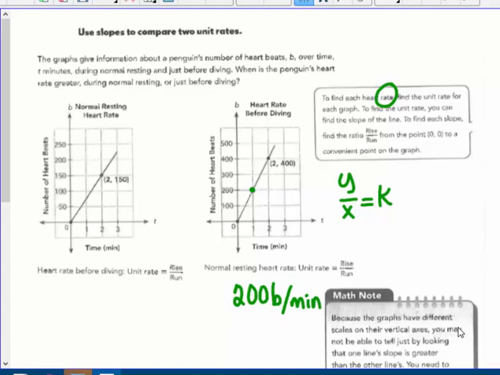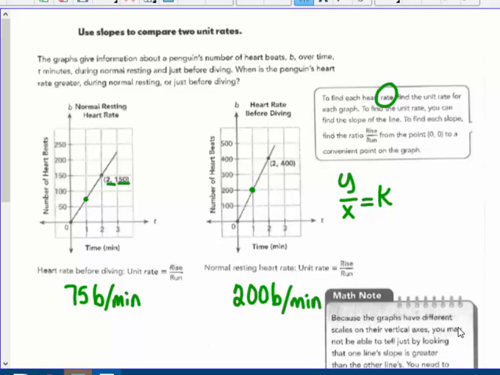In the normal resting heart rate, when x equals 1, it's about 75. And yes, I could check that because 150 divided by 2, y over x, is 75. This is 75 beats per minute.